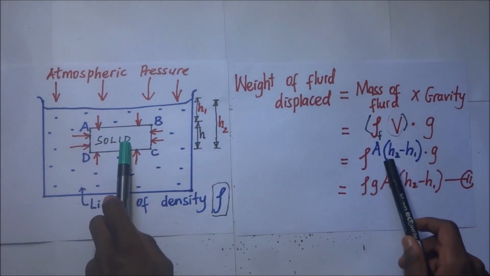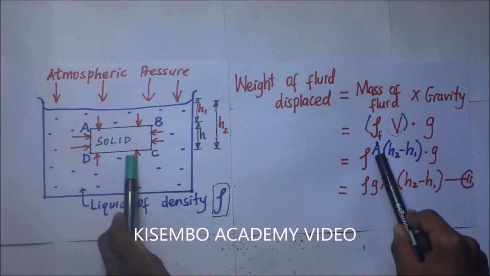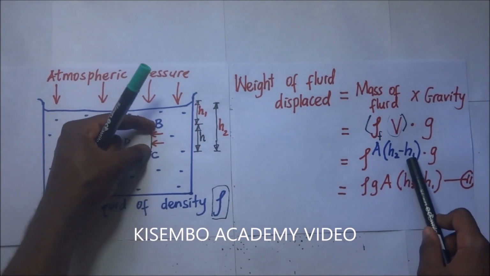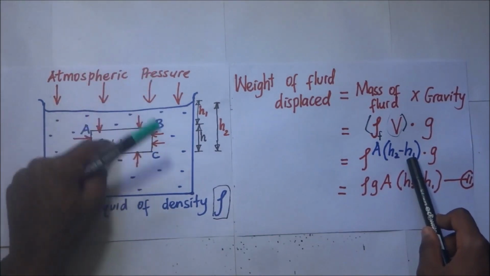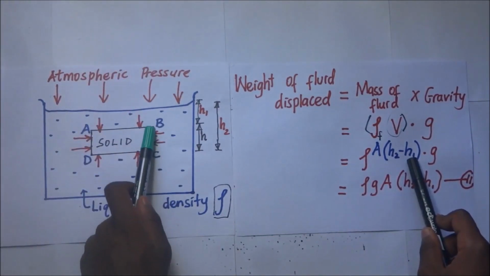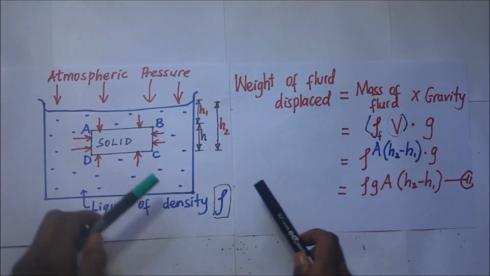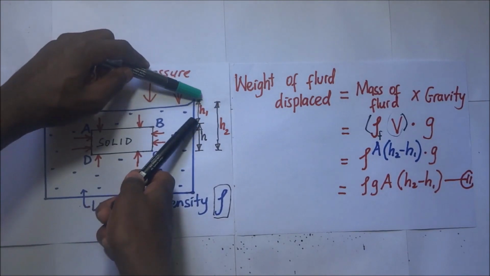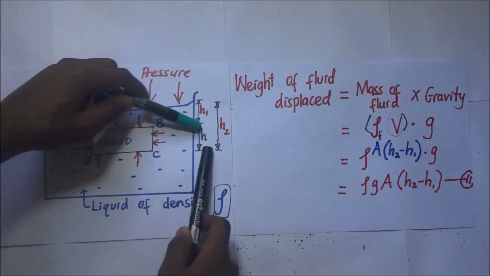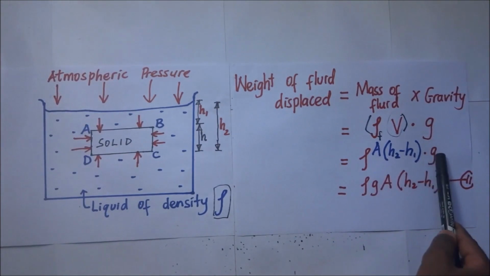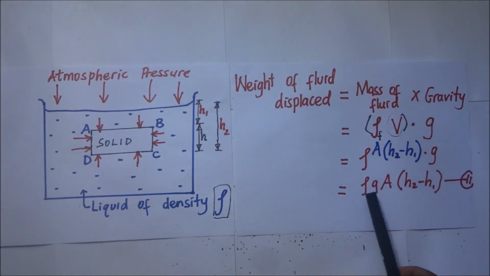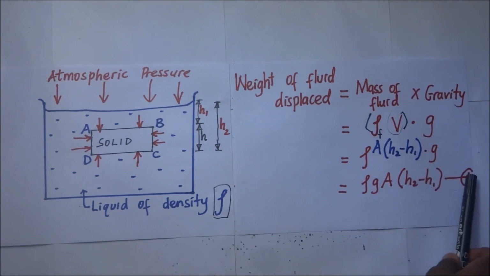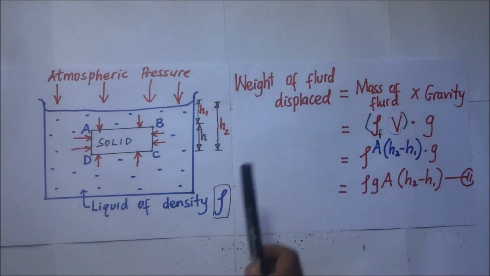Of course, the volume of the solid is going to be the cross-sectional area of this solid, which we have labeled as A, times the change in the height of the solid. Cross-sectional area times height, and of course the height here is given by h2 minus h1, times gravity. And so we end up with our expression as density times gravity times area into h2 minus h1. Now this is our expression for the weight of fluid displaced.